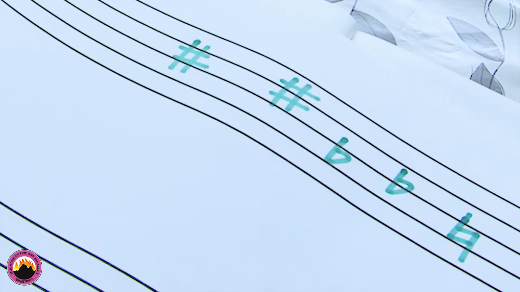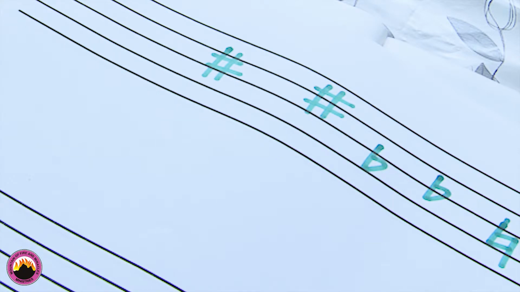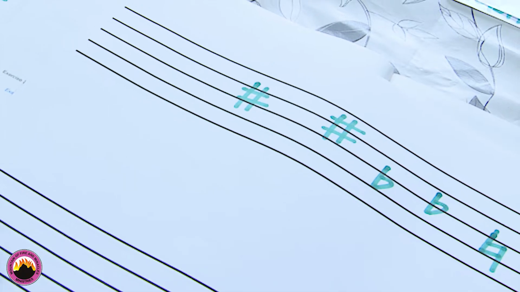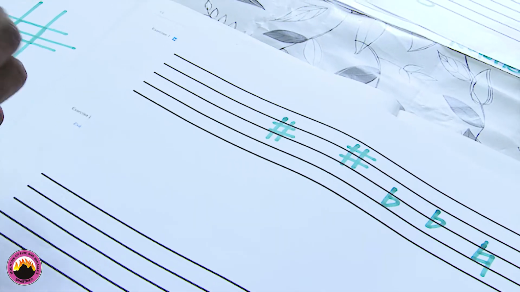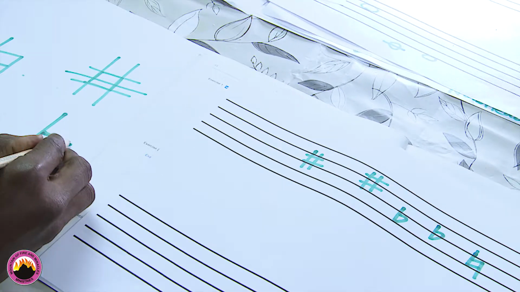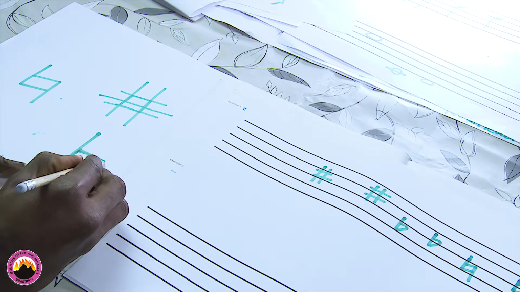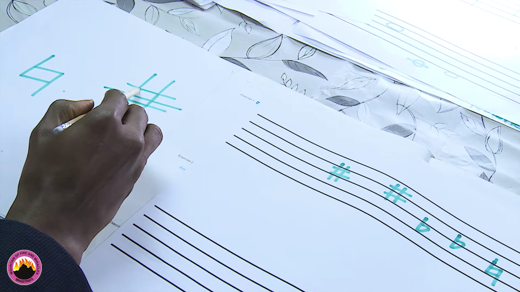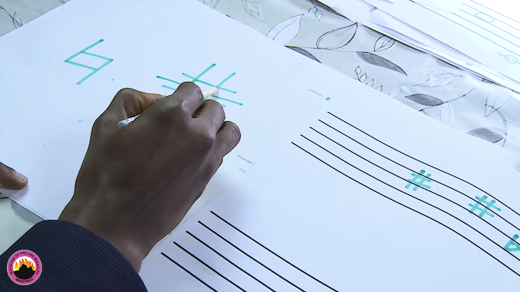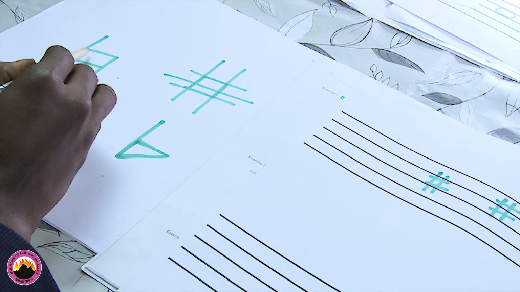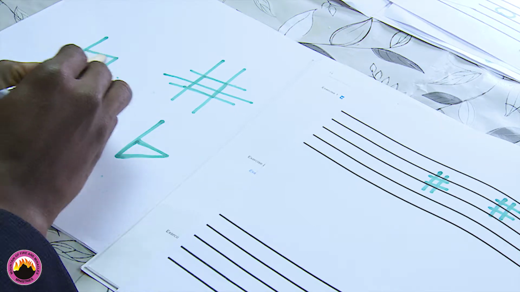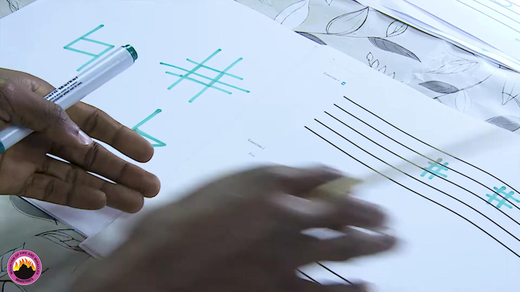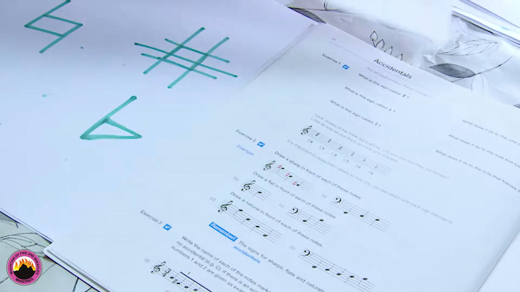So the main thing to look out for when writing your accidentals on the staff is the middle, the main point of it. And for a flat, it is this point, right? For a flat, it is this point. For a sharp, this middle point is very important. Then for a natural, this section as well is very important. So let's go back to the ABRSM workbook.